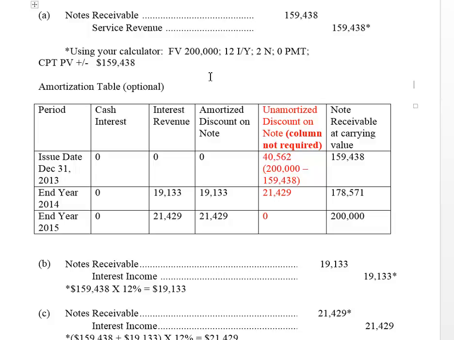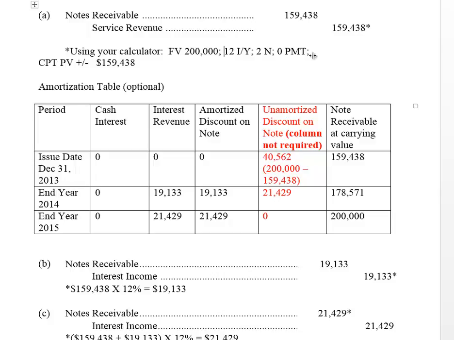So in order to calculate how much Clearing would set the note up for, we're going to do a present value calculation. We're going to set our calculator P/Y equal to 1, and calculate the present value based on a future value that we expect to get from Rank in 2 years. That's $200,000. We're going to use the same rate the bank would charge them to borrow, which is 12%. We also know that we're going to get paid this payment in 2 years' time, so there's 2 periods.